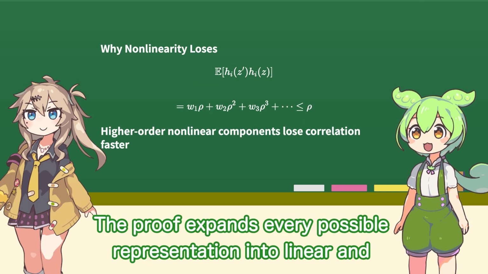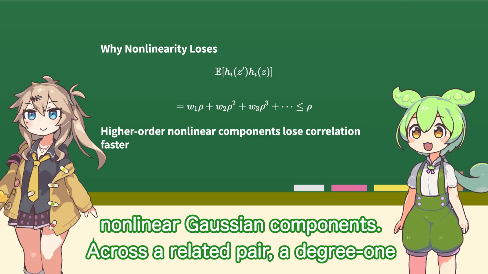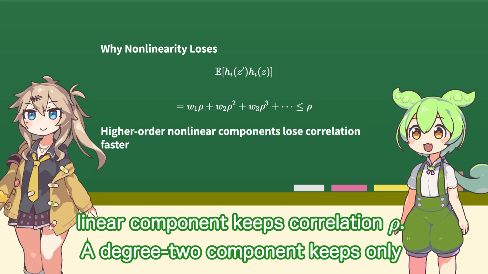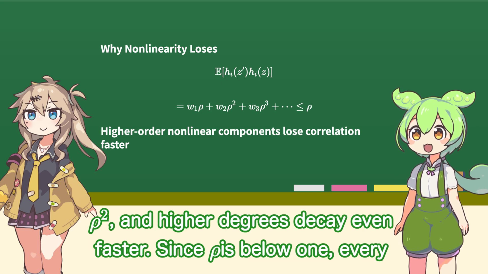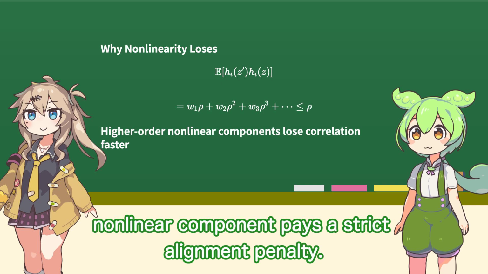But why must the best solution be linear instead of another Gaussian-looking twist? The proof expands every possible representation into linear and nonlinear Gaussian components. Across a related pair, a degree 1 linear component keeps correlation rho. A degree 2 component keeps only rho squared, and higher degrees decay even faster. Since rho is below 1, every nonlinear component pays a strict alignment penalty.